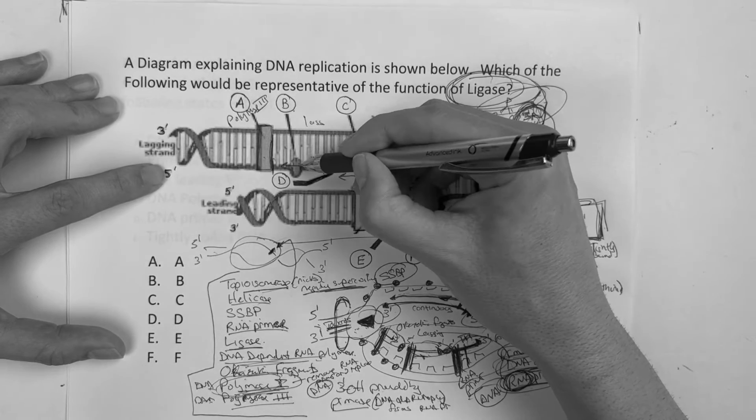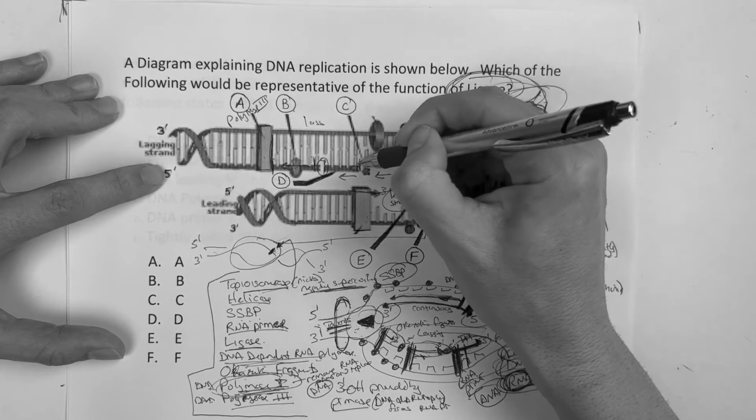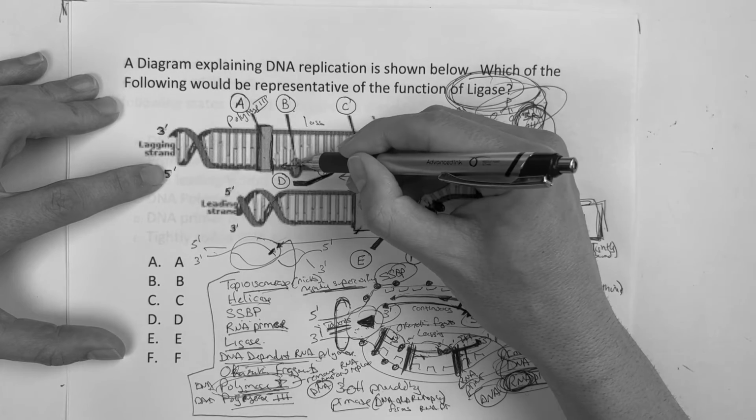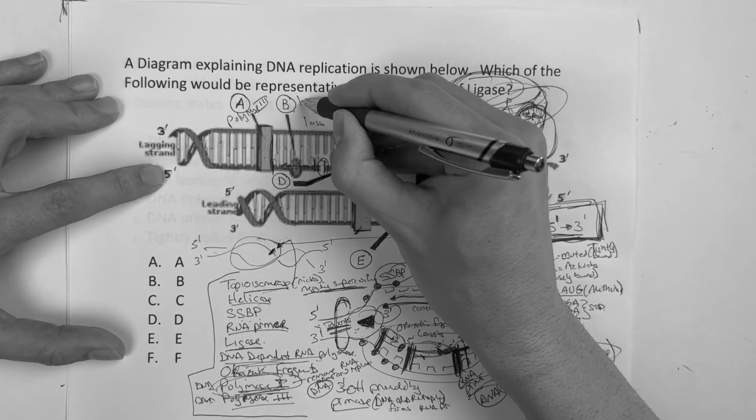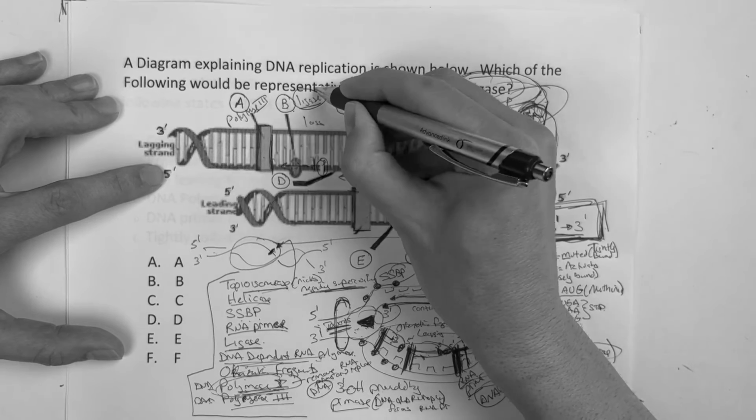B, okay, it looks like B kind of combines these. He was due for a little gap there, and he's solidified that gap. So B could be ligase. Okay, he looks like he's the glue.